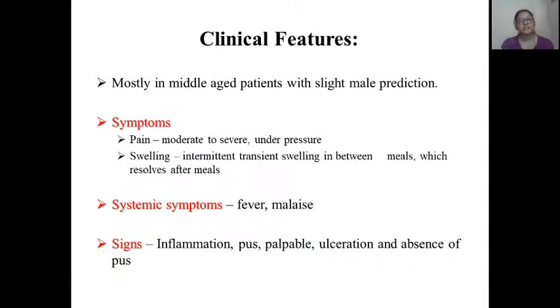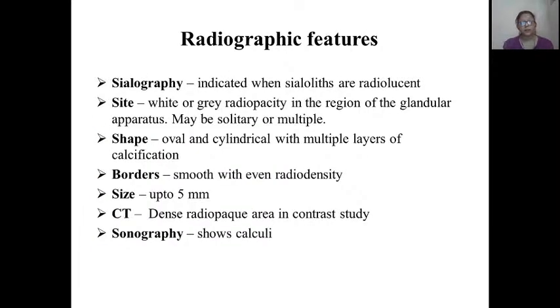Now, what are the clinical features of this? Mostly in middle-aged patients with a slight male predilection. The symptoms are pain that can be moderate to severe under pressure, and swelling, intermittent transient swelling in between meals, which resolves after meals. Systemic symptoms seen are fever and malaise. Signs are inflammation, pus on palpation near the duct, ulceration, and sometimes absence of duct.